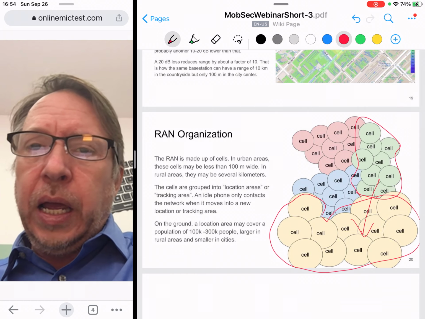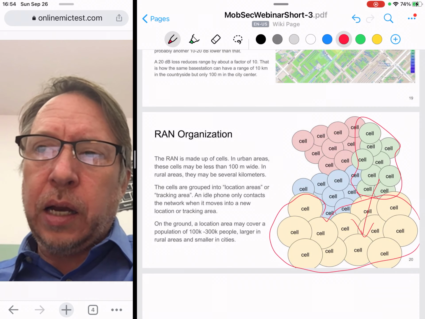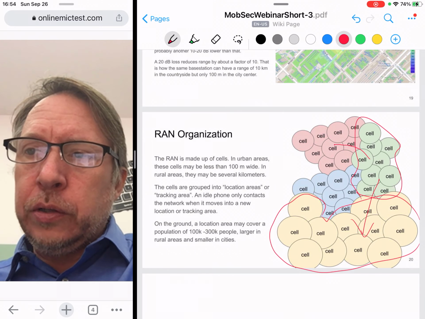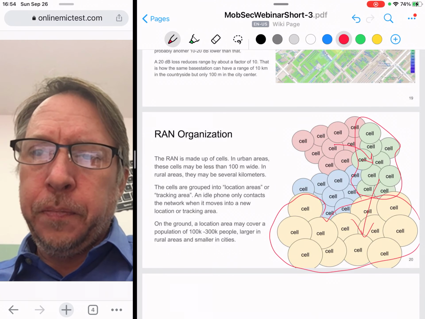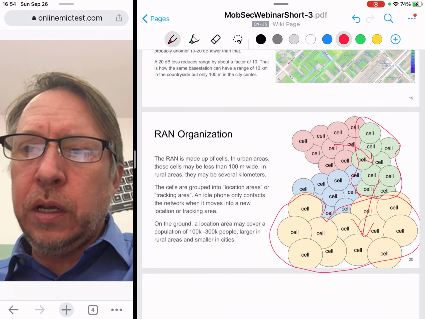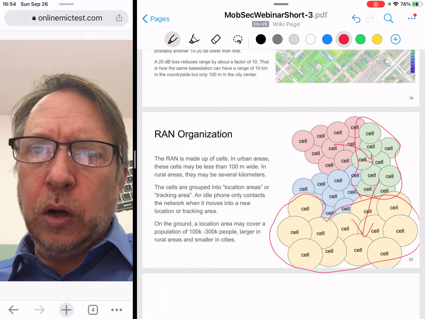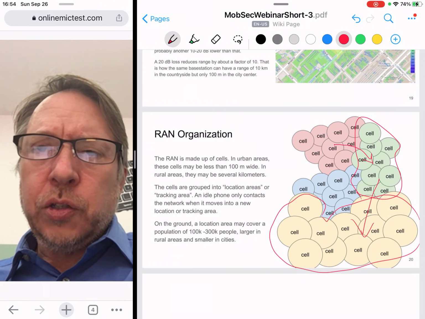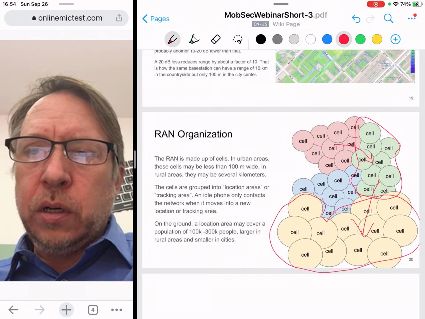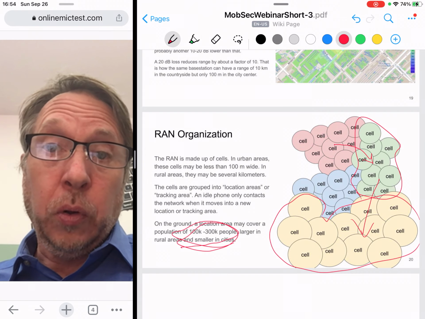Now, again, an idle handset will normally only contact the network to update its location when it crosses from one location area to another. And to give an idea of the scale of these things, I did a survey, granted this was more than 10 years ago, but I doubt it's changed much. I did a survey of the AT&T network in Northern California, and what I found was that a typical location area corresponded to a population on the ground of about 250,000 people.